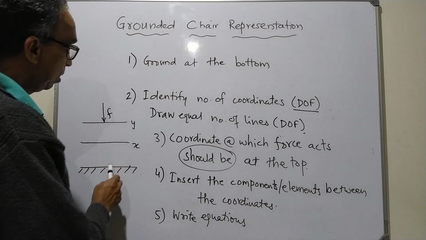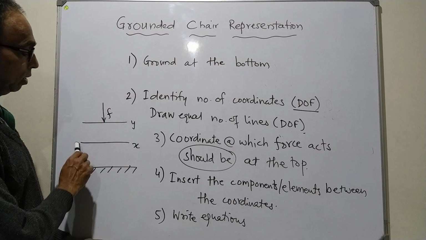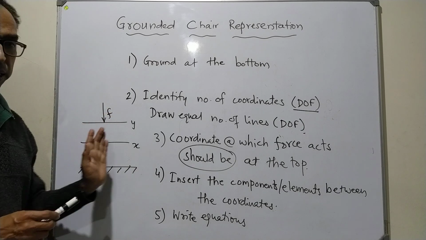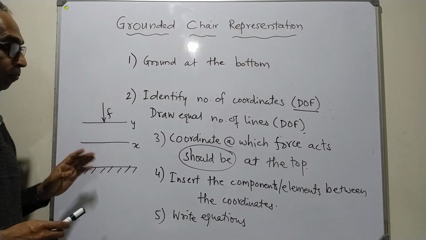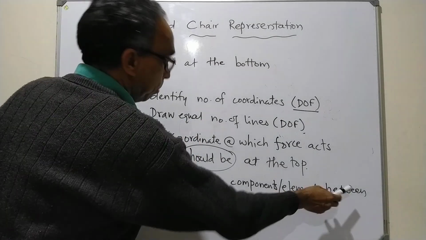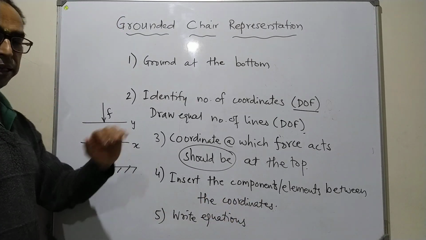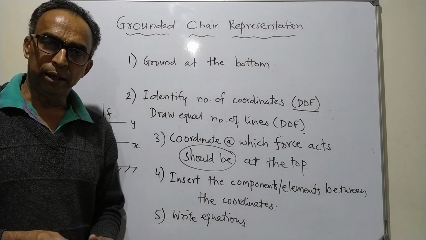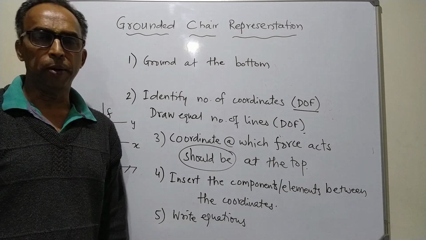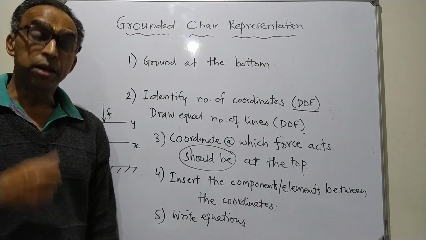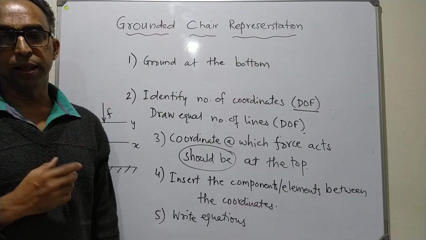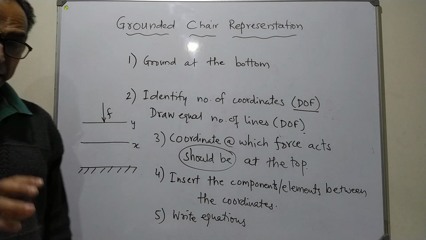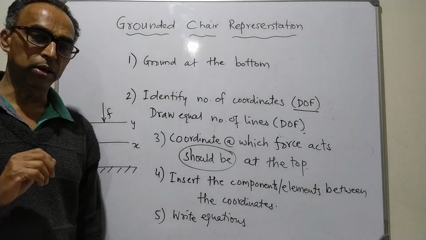Once I draw the ground line, once I draw the number of coordinates, and once I show the force, I go on inserting the components in between. Then insert components, elements between the coordinates, and finally write the equations. I think we'll stop for today, and in the next class we'll take up one small problem and understand how this grounded chair representation can be used for drawing the grounded chair diagram and thereafter writing the equations of motion. Thank you.